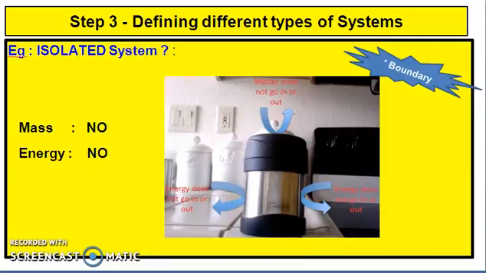Next, what's an isolated system? In an isolated system, there is no energy and no mass interaction. A thermos flask is the best example. Whatever the mass inside, a cup of hot coffee, the mass remains the same and the temperature also remains the same, assuming that the insulation is perfect, which is not the case anyhow.